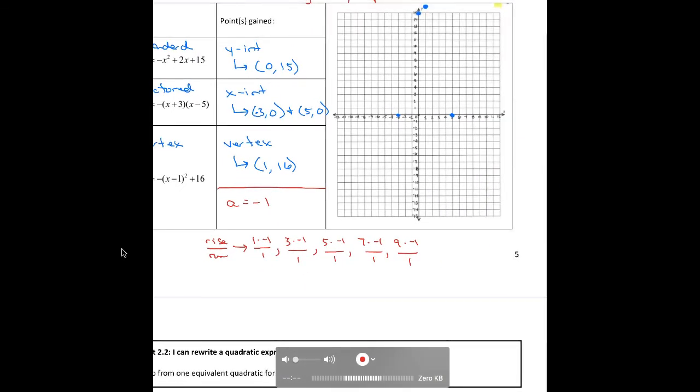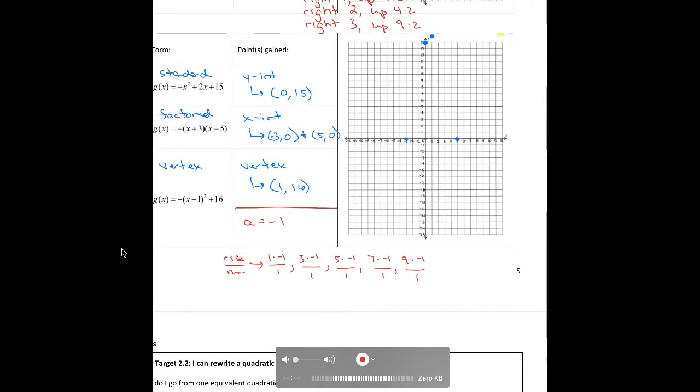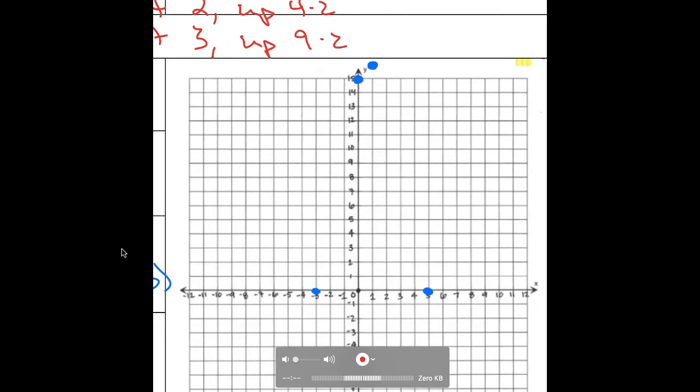So, from the vertex, 1 times negative 1 is negative 1, so I'm actually going to fall 1 and go to the right one. And since it's symmetrical, I'm going to fall 1 and also go to the left one. Now from those red points that I have on my screen, those are the new points. Now I'm going to, 1 times negative 3 is negative 3, so I'm going to fall 3 and go to the left and the right one.